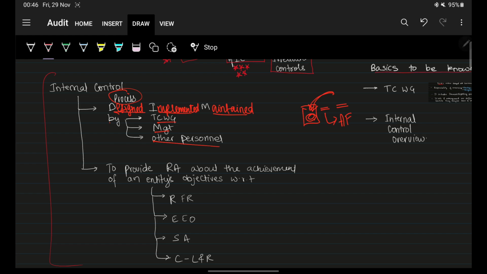This definition is divided into two parts. Firstly, it just gives you that it is a process that is designed, implemented, and maintained by those charged with governance or management or any other personnel. The second part of the definition talks about why this process is created, or what it aims to do.